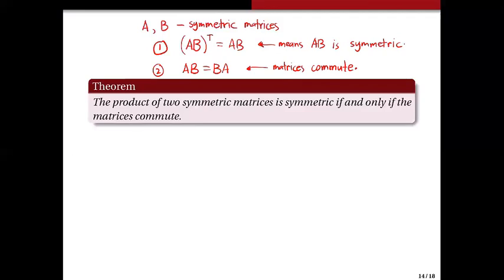So what we want to prove here is that you assume A and B to be symmetric matrices. If you assume statement 1 is true, you need to show that statement 2 will also be true. Conversely, if you assume statement 2 is true, you need to prove statement 1 to be true. But we will do this in one shot. So let us prove this.